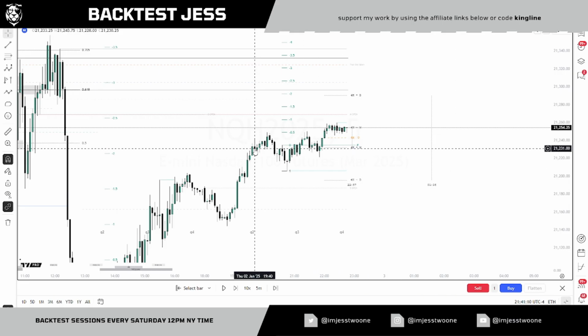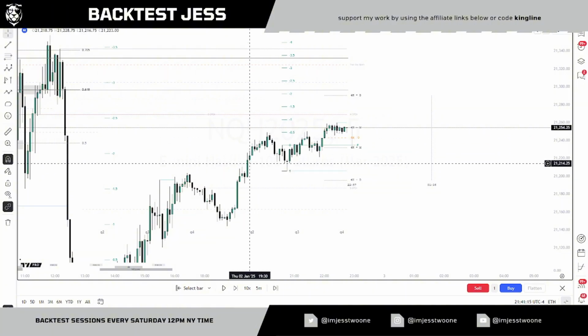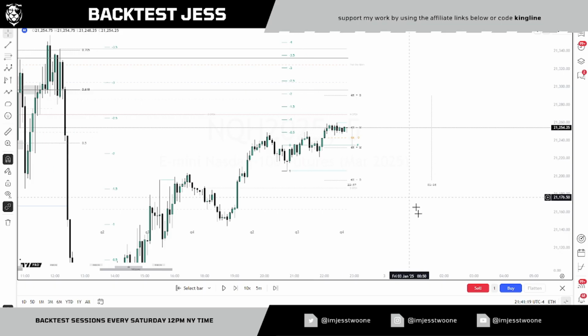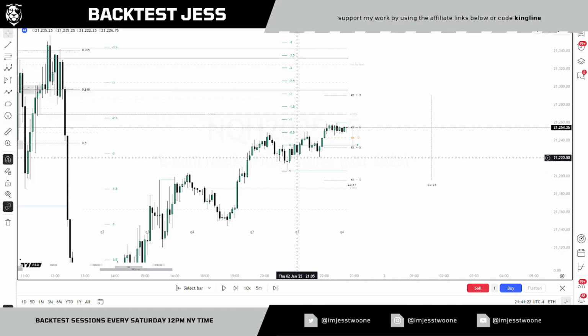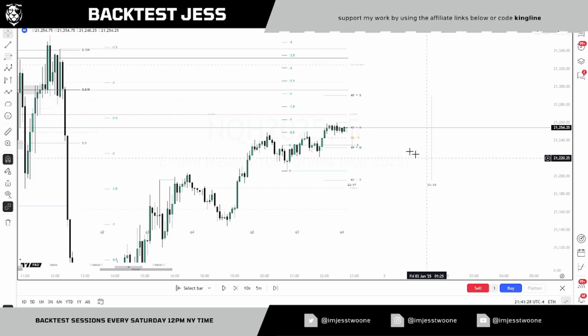We have accumulated, or we expanded during Q1. We consolidated during Q2. And then we have this new manipulation that has now occurred during Q3. The reason I say it occurred during Q3 is because we actually closed above that change in state of delivery to confirm it in Q3. So now this becomes our new zone that we can work with.